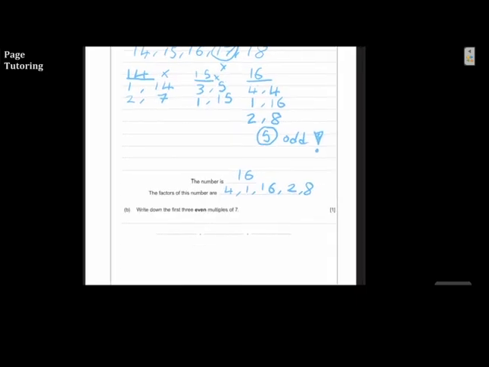Part B then asks you to write down the first 3 even multiples of 7. So it's giving you a little bit of room there, so you can just start writing out the multiples of 7. So you could go 7, 14, 21, 28, 35, 42. And I'm not going to write out any more because we've already gotten to our first 3 even numbers. So we've got 14 there, 28 there, and 42. So we can write them into our answer slot.